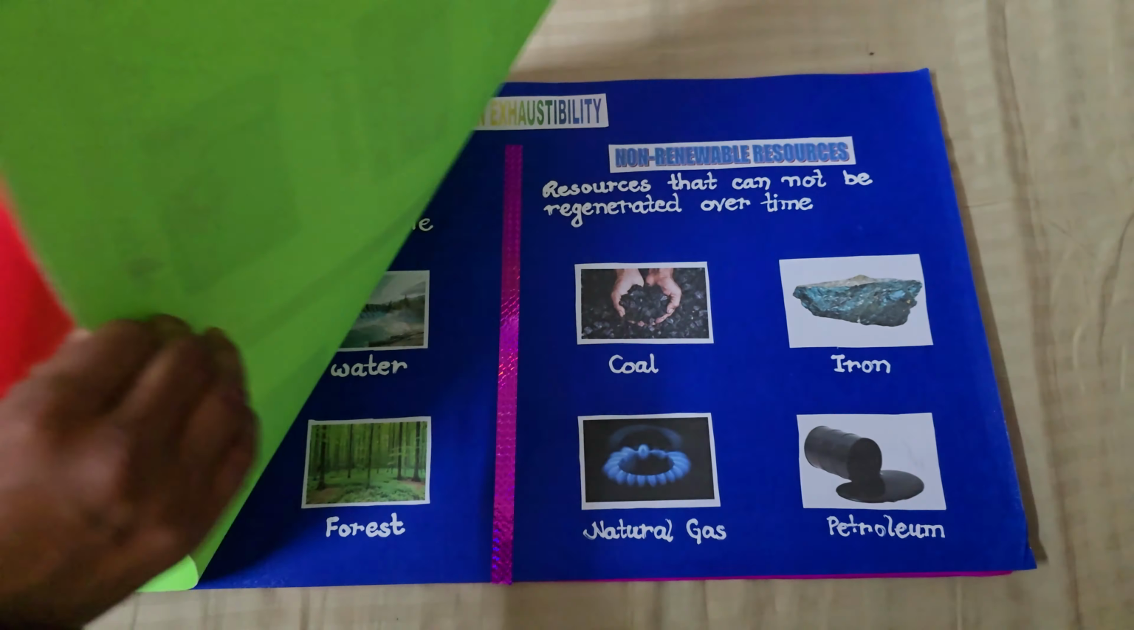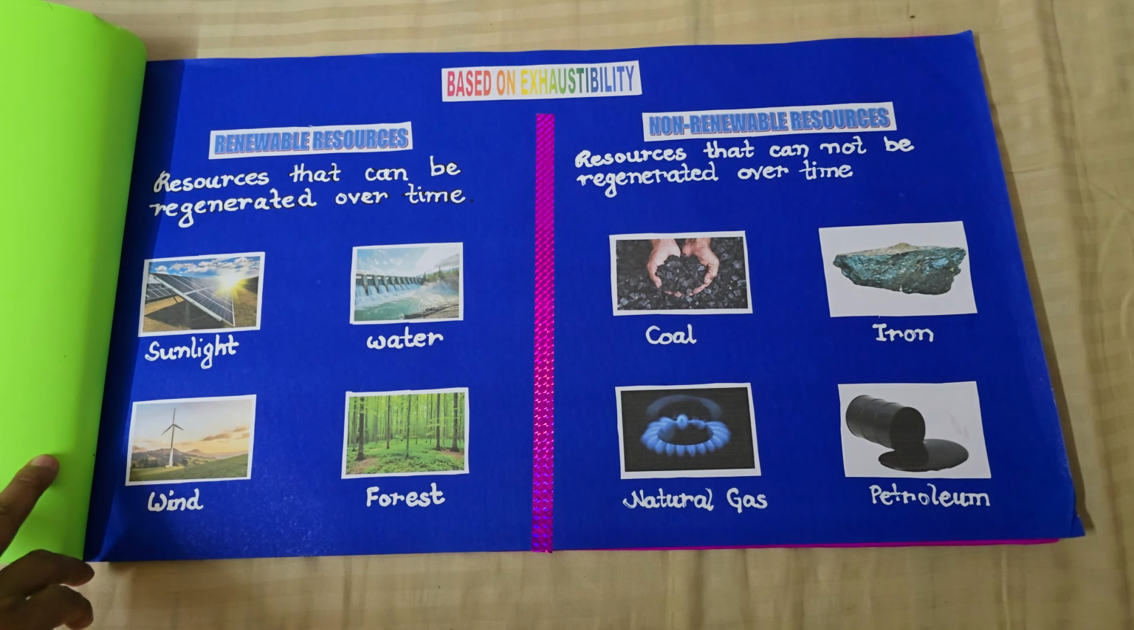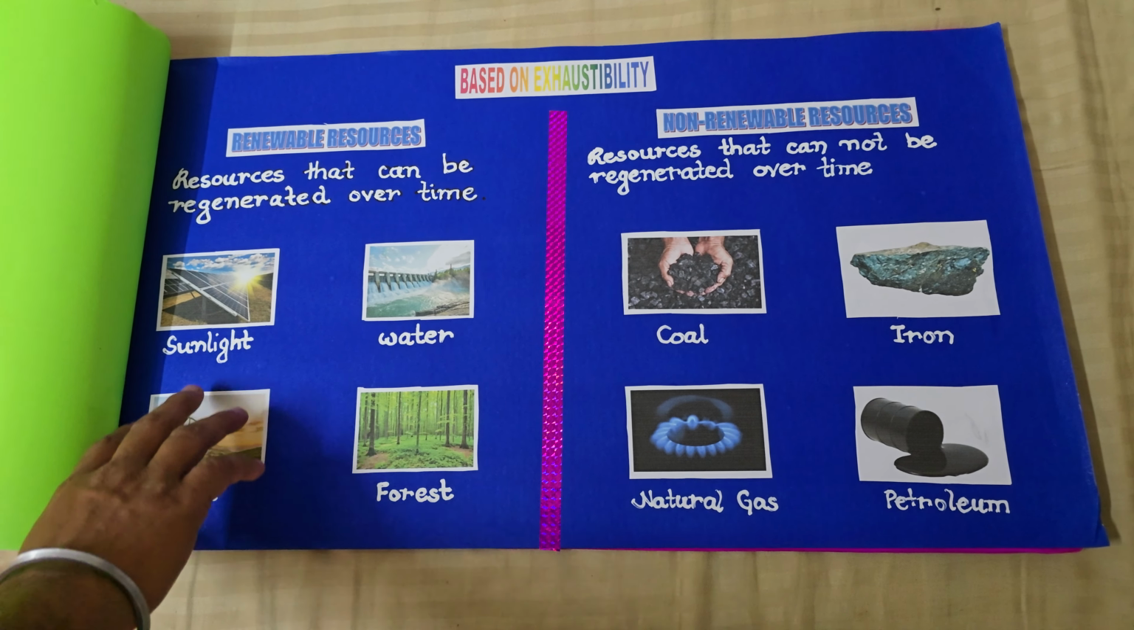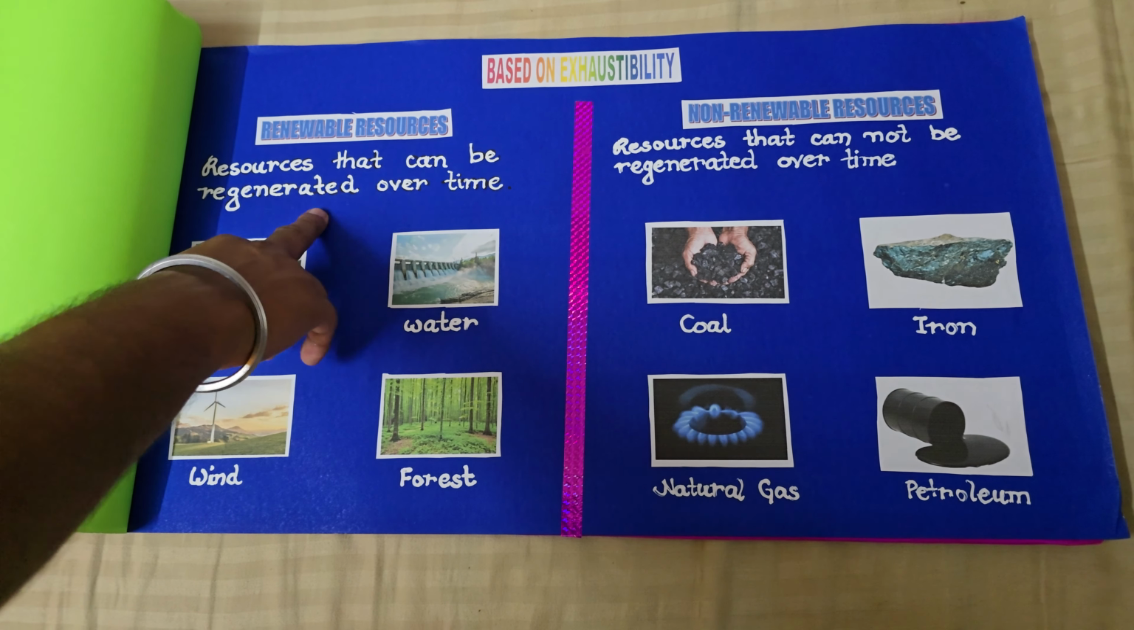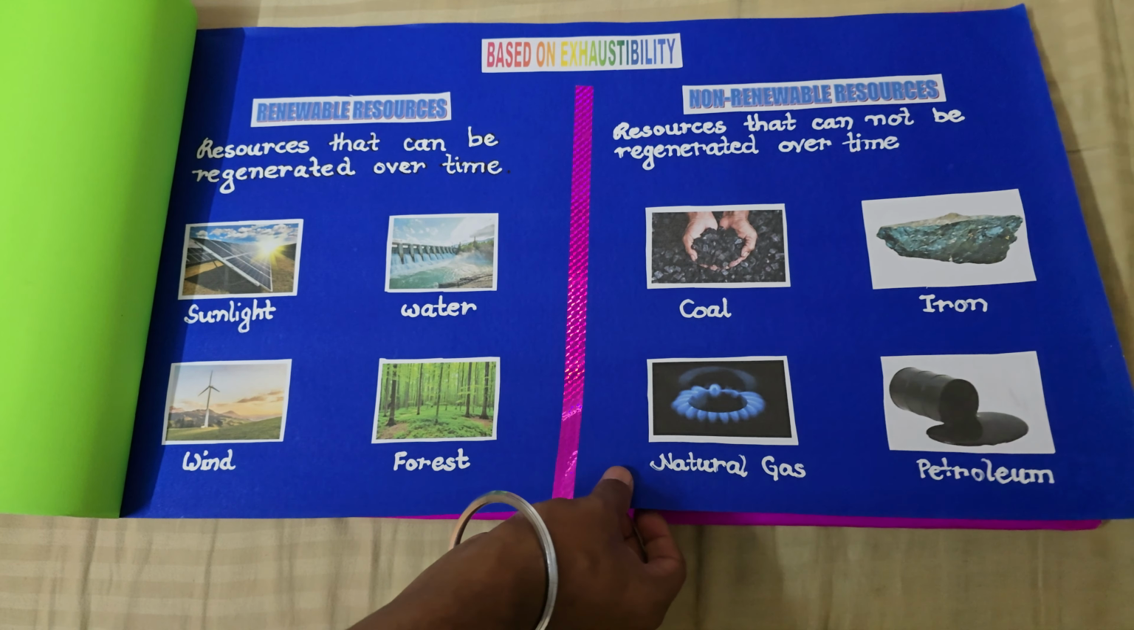Next, we have based on exhaustibility. One is renewable, another one is non-renewable. As you can see, renewable resources like sunlight, water, wind with its definition, and non-renewable with its definition. Some examples like coal, iron, petroleum.